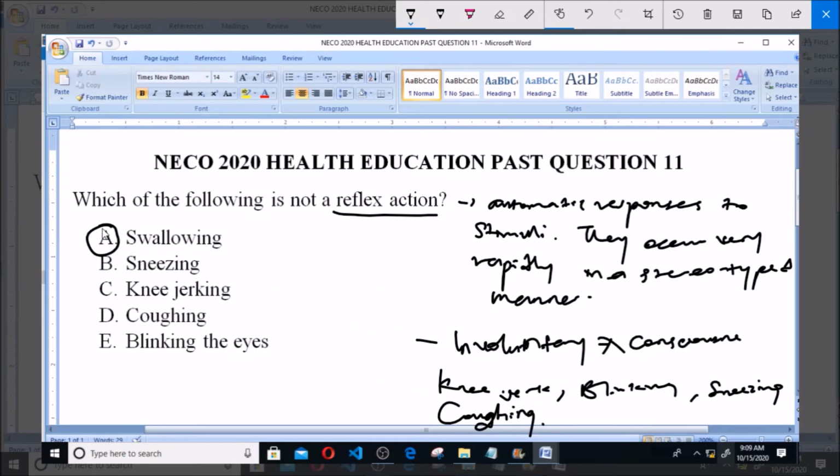But swallowing is a voluntary action. Swallowing is actually controlled. So swallowing is not a reflex action. All these are reflex actions except swallowing. So swallowing is the answer to the question, which is option A.